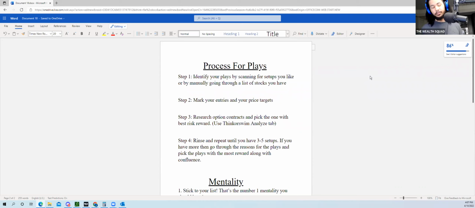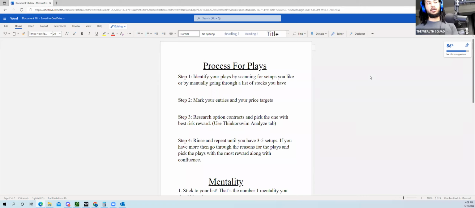Step three, research your option contracts and pick the best one with the best risk reward. You need to be analyzing your option contracts. Whenever we get to the end, I'll go over an example of how to do this, specifically for Thinkorswim, but use an option profit calculator. You need to know what you're going to get out of that trade, because what you may be getting out of that trade might not even be worth participating in that trade.